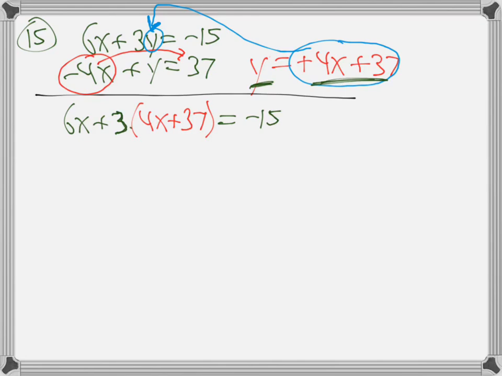So, yeah. So take it from there now. Go ahead and solve for x. Solve for x.